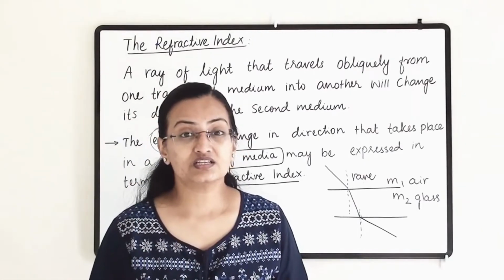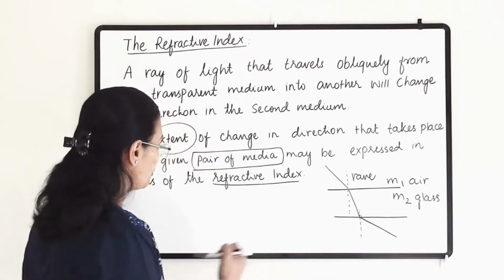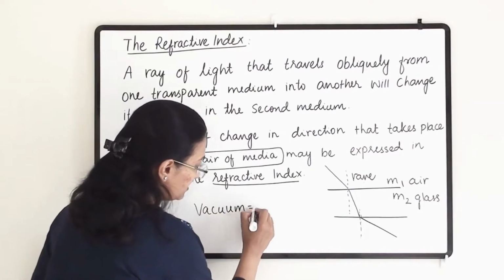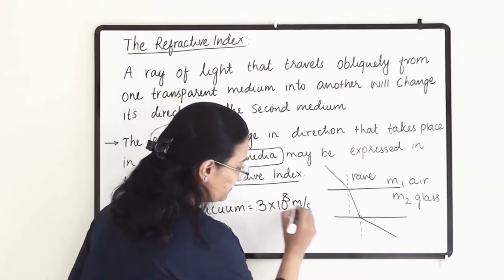Now light travels fastest in a vacuum and its speed in a vacuum is 3 into 10 raised to 8 meters per second.